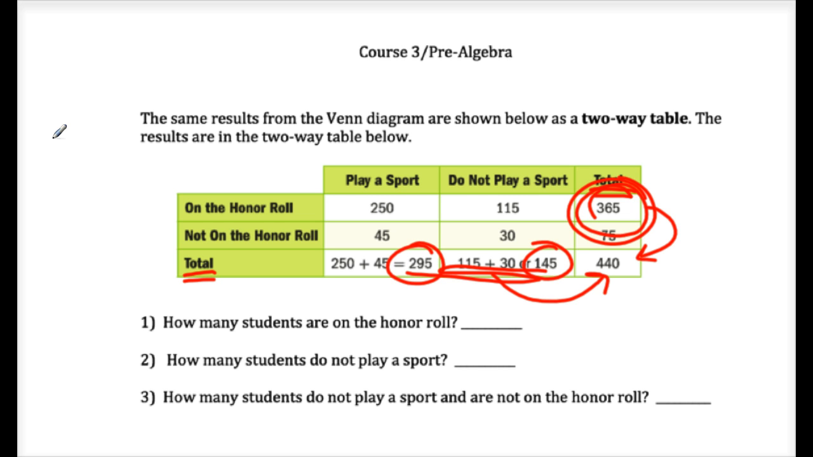Billy Coyne, how many kids are on the honor roll? 365. That question is asking you for the total honor roll. How many students do not play a sport?